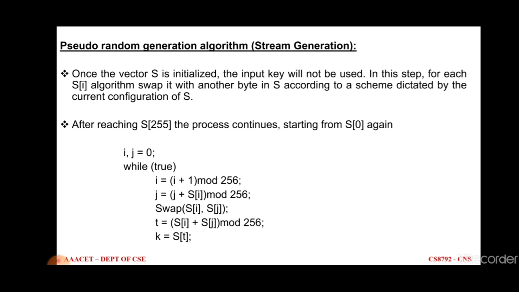So the swap operation is performed. The next algorithm is the pseudo random generation algorithm. In the first slide we saw the key values from the random generator. The key values are generated from the random generator by using the pseudo random generation algorithm. Here also two variables are used, i and j, initialized with the value 0, and while the condition is true, the following operations are performed.